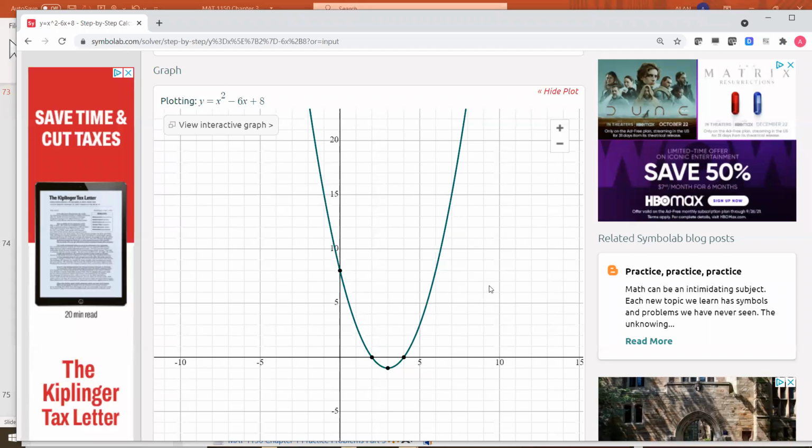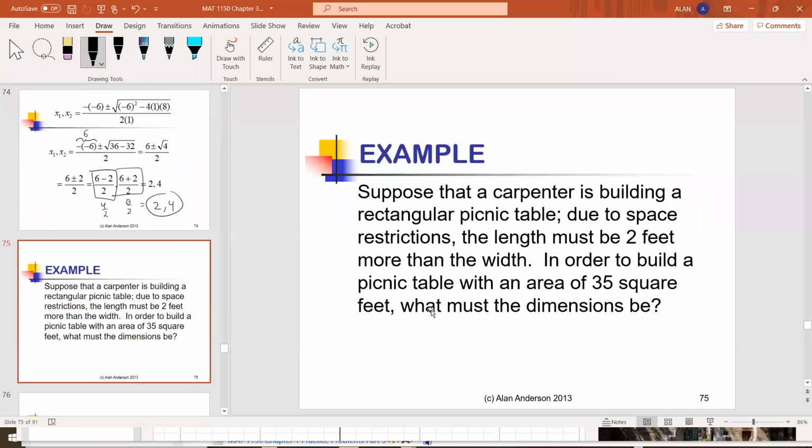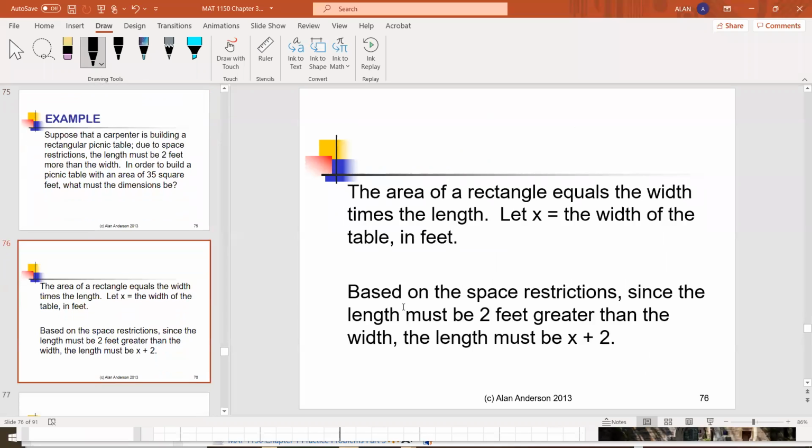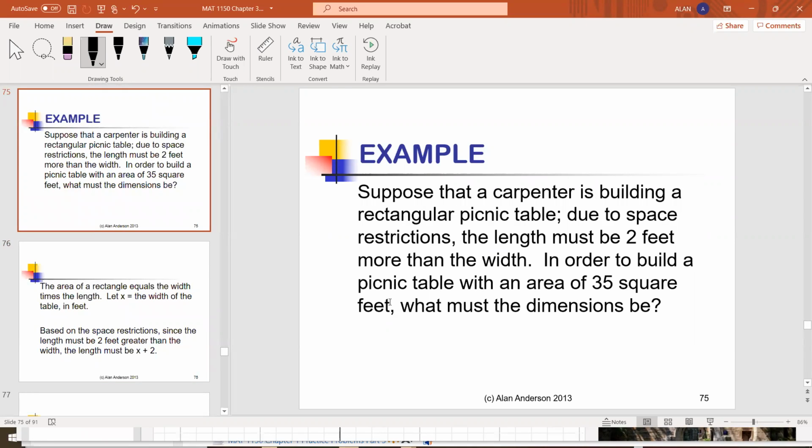All right, now, so this is pretty straightforward. Oh, here's a fun question. A carpenter is building a rectangular picnic table. Due to space restrictions, the length must be 2 feet more than the width. All right, let's visualize this thing.